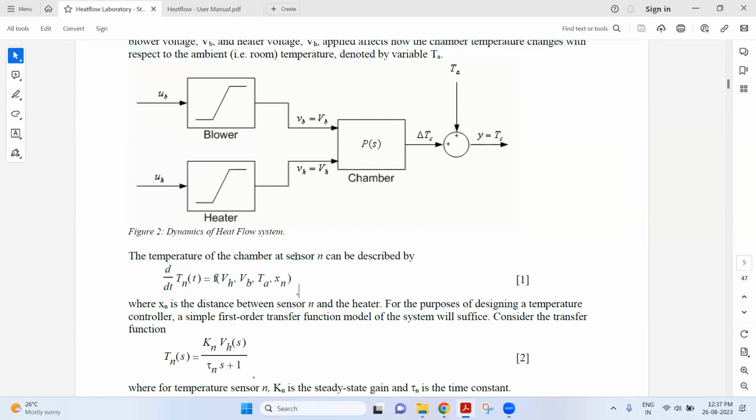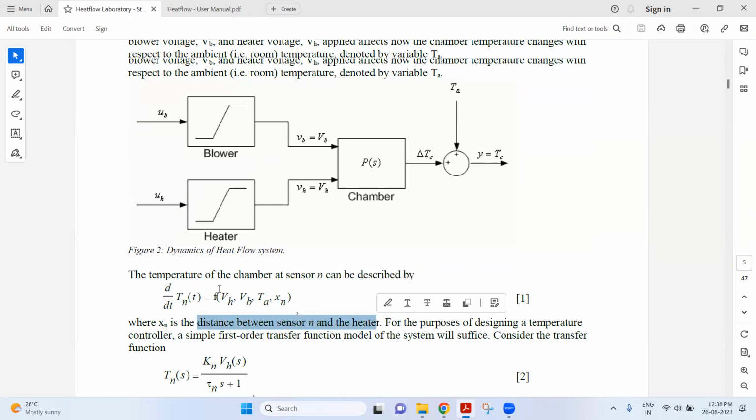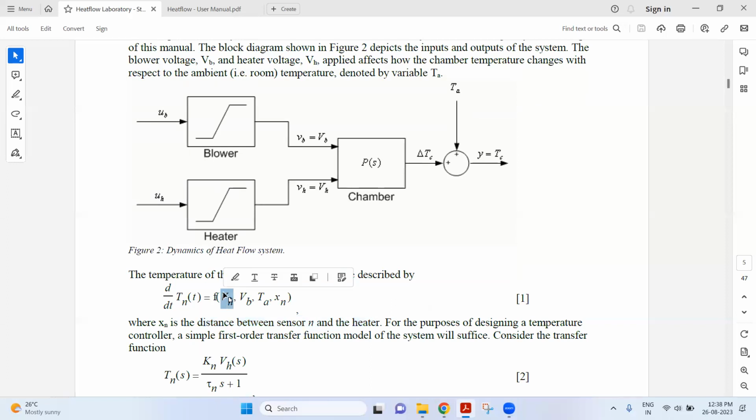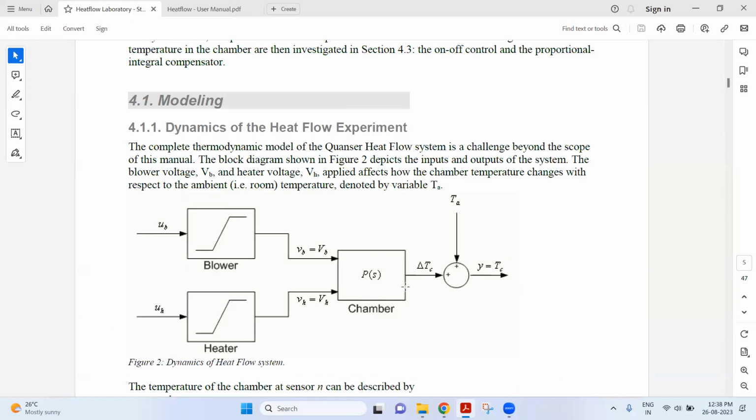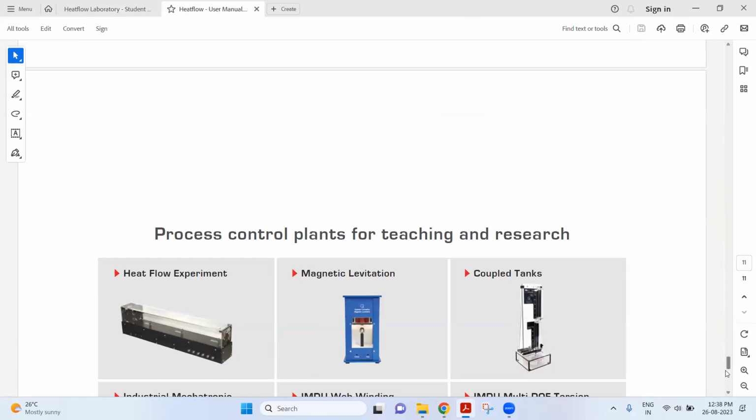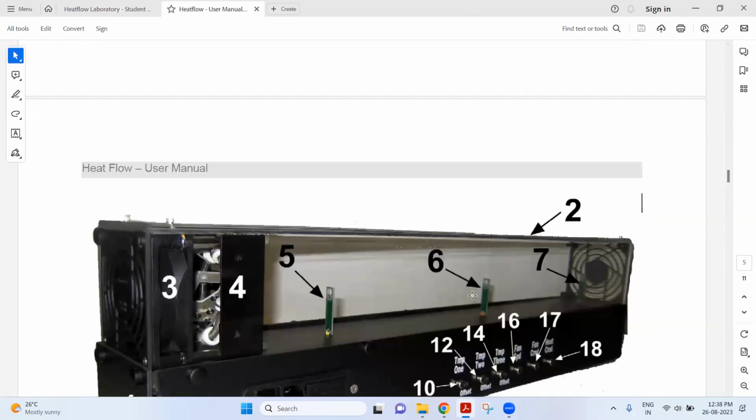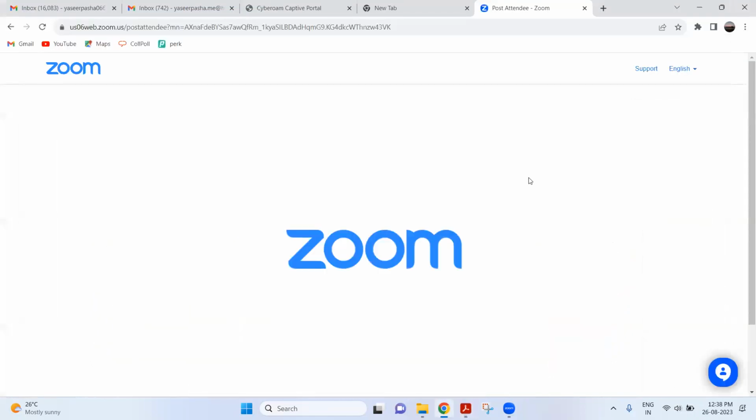See, the temperature of the chamber at sensor N can be described in terms of VH, the voltage of the heater; VB, the voltage of the blower; TA, the ambient temperature; and XN, which is the distance between the sensors and the heaters. I think you have seen the image now. XN is the distance between the sensors. Understood? Very good.